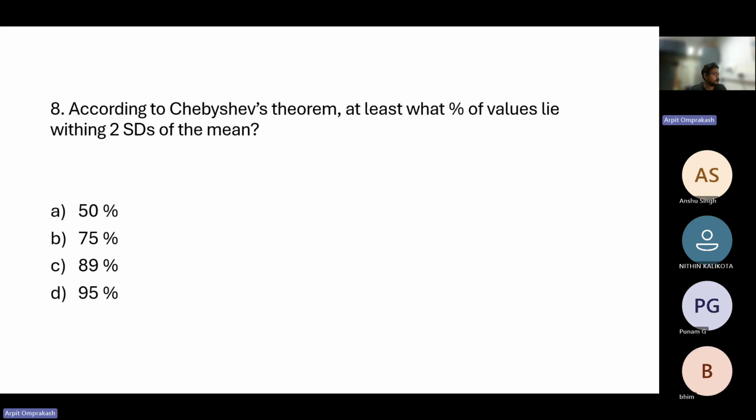Question number 8. So according to Chebyshev's theorem, at least what percent of values lie within 2 standard deviations of the mean? So what do you guys think is the answer here?